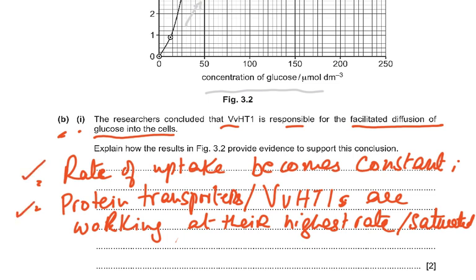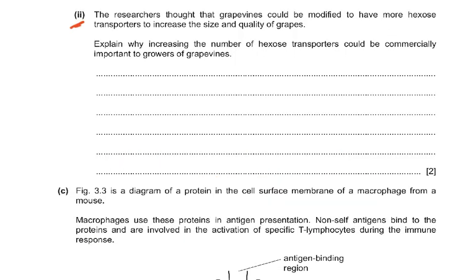The second mark would be that the protein transporters, the VVHT1s, are working at the highest rate, or they're saturated, or the number of protein carriers is the limiting factor. Then coming to part 2 of the question, these researchers thought that grapevines could be modified to have more transporters to increase the size and quality of the grapes. Grapes are sweet, you know that. Size, of course, means bigger ones. So explain why increasing the number of transporters could be commercially important to growers of grapevines.